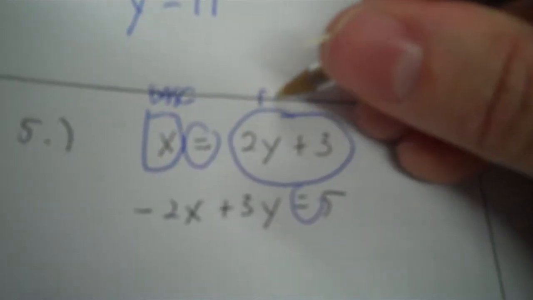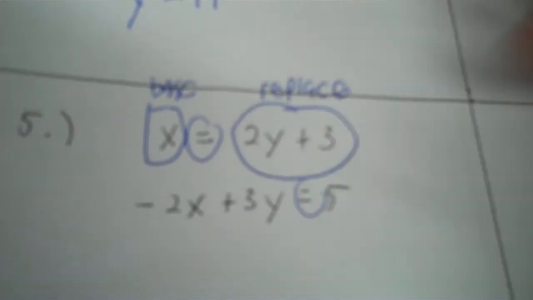Okay, we're going to do another substitution. x equals 2y plus 3, negative 2x plus 3y equals 5, okay? Substitution, you're looking for a base letter. And this time you have x as your base. And then the expression 2y plus 3 is what you're going to replace x with. Now write your other equation.